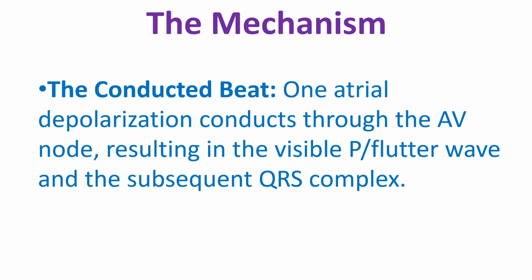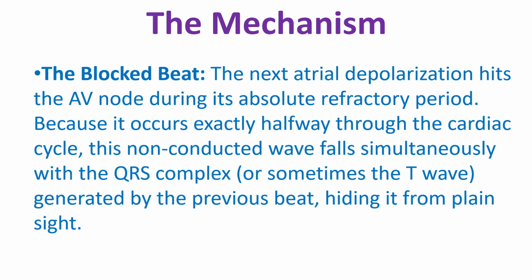One atrial depolarization conducts through the AV node, resulting in the visible P or flutter wave and the subsequent QRS complex. The next atrial depolarization hits the AV node during its absolute refractory period. Because it occurs exactly halfway through the cardiac cycle, this non-conducted wave falls simultaneously with the QRS complex, or sometimes the T wave, generated by the previous beat, hiding it from plain sight.